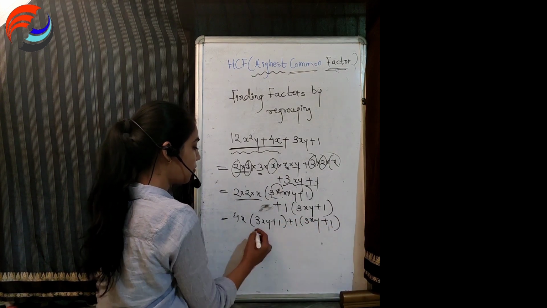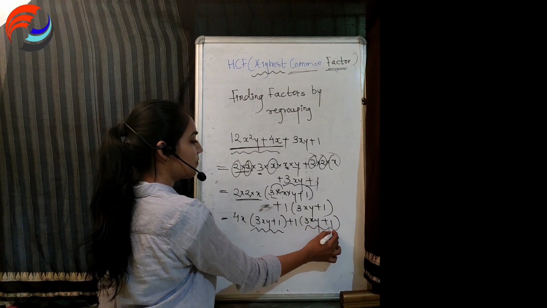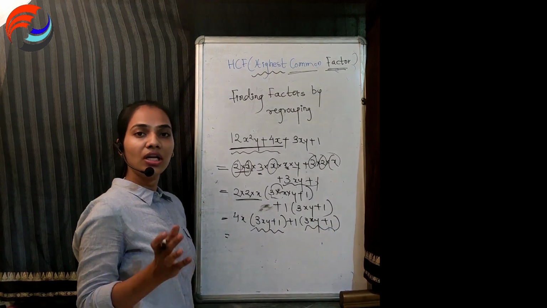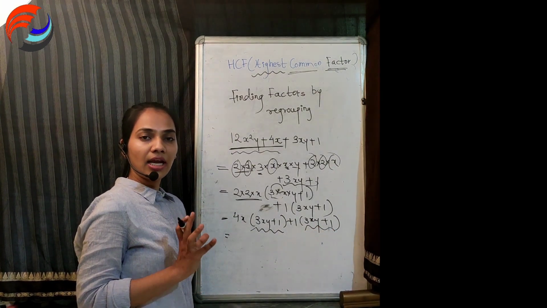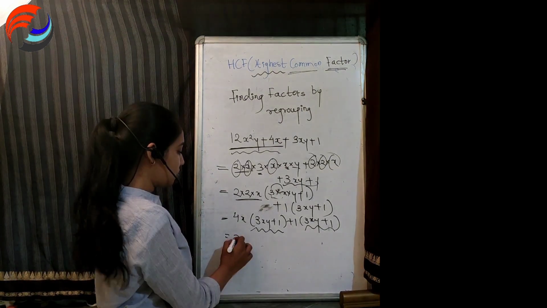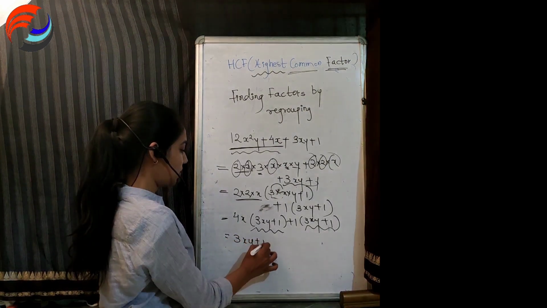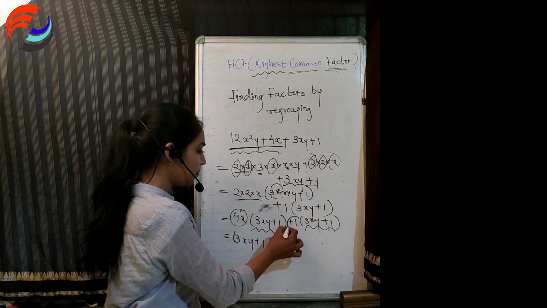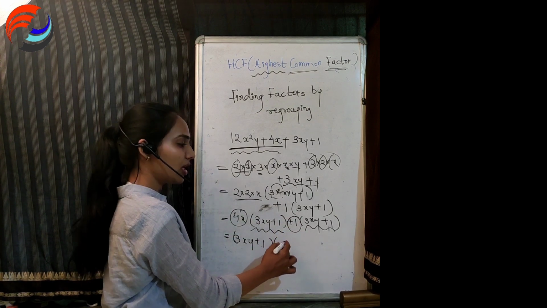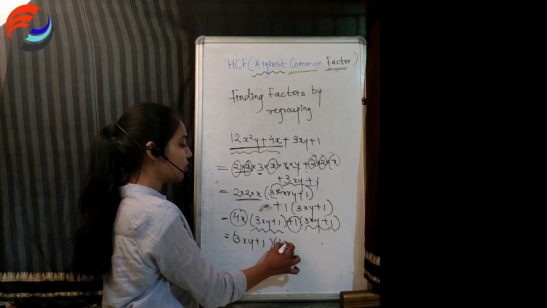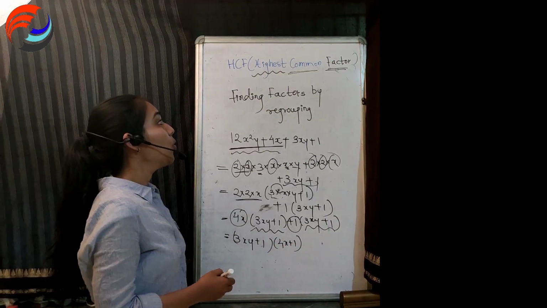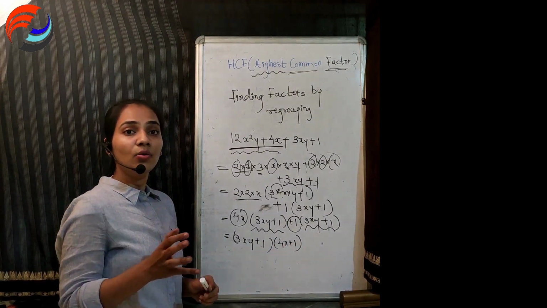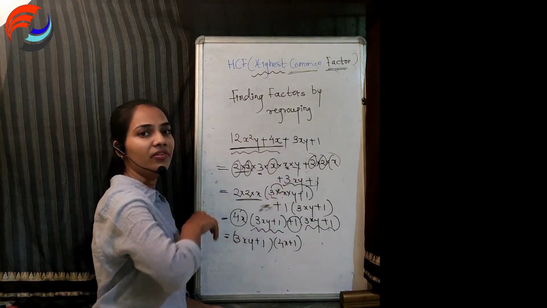But observe here what is again common. This bracket is common. So we will take the bracket 3xy plus 1 outside. But what has remained? This 4x remained with plus 1. So write this 4x plus 1 in another bracket. So this is the way to find the factors by regrouping, and this is the regrouping we have done.